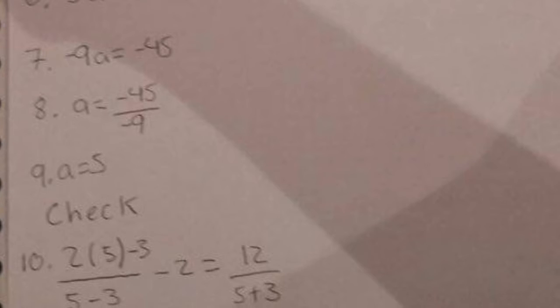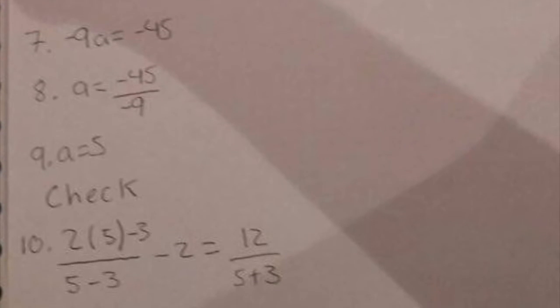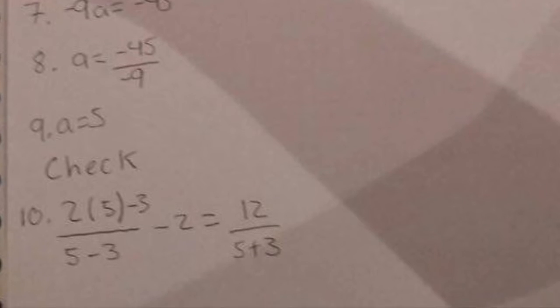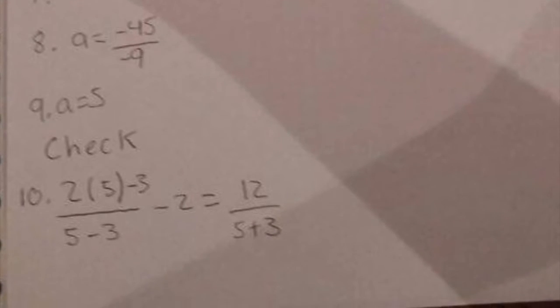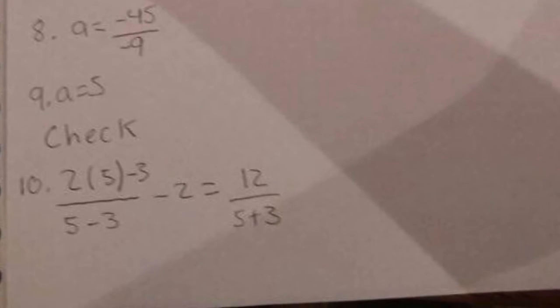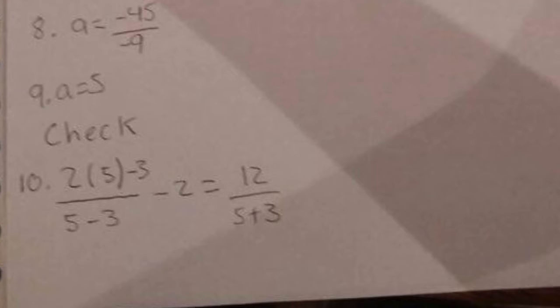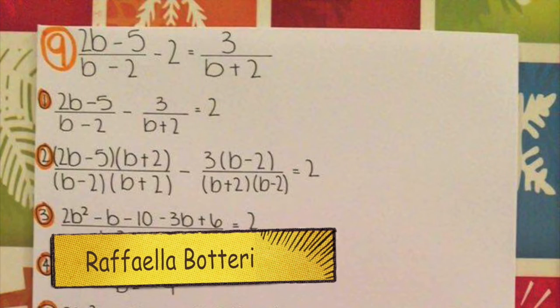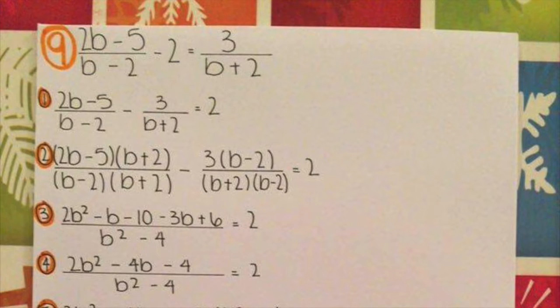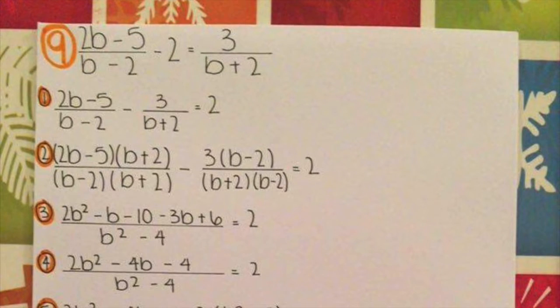Later, in step number 10, I start a check in which I plugged in the answer that it was 5 in the equation, and I solved this. And my answer in step 15 was 3 halves equals 3 halves. Solve a rational expression: 2b minus 5 over b minus 2 equals 3 over b plus 2.